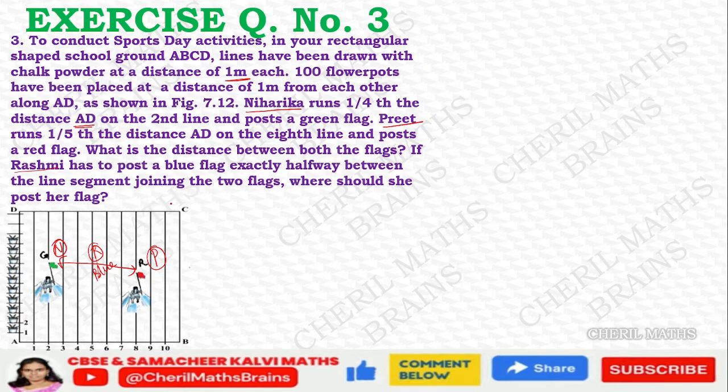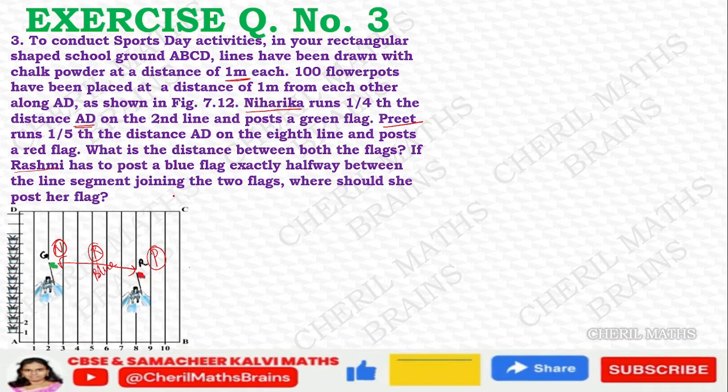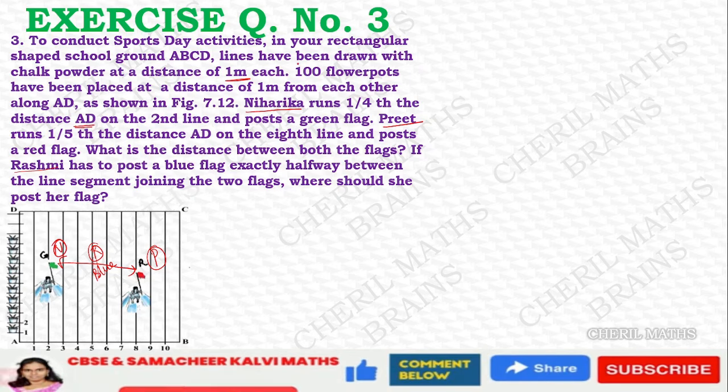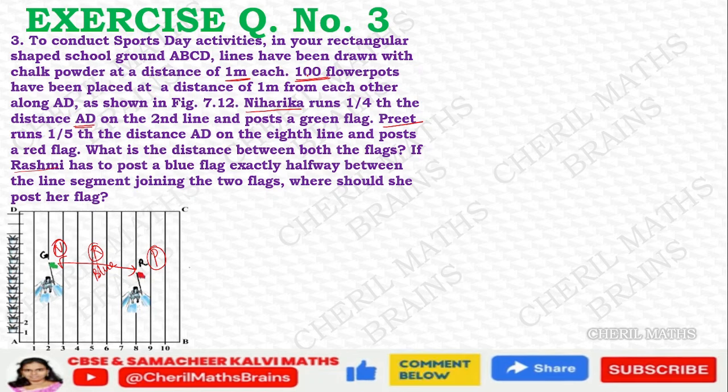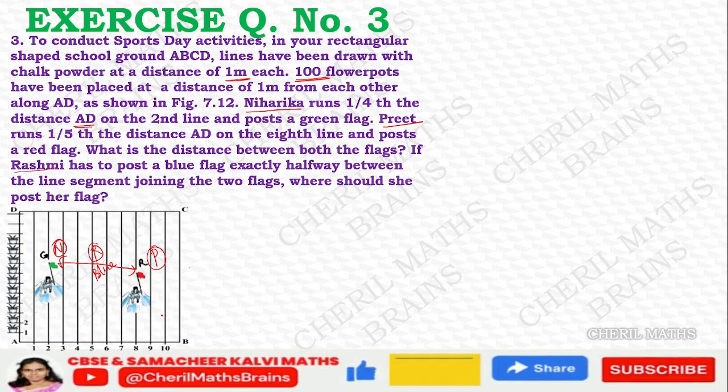Between the line segment joining the two flags, where should she post her flag? So here if you see, they've just given us the distance and all, but we are not given the coordinates. We need to write down the coordinates. For that, they've given us these 100 flower pots. That is for the y-axis. For the x-axis, they've named it as 1, 2, 3, 4 and all.